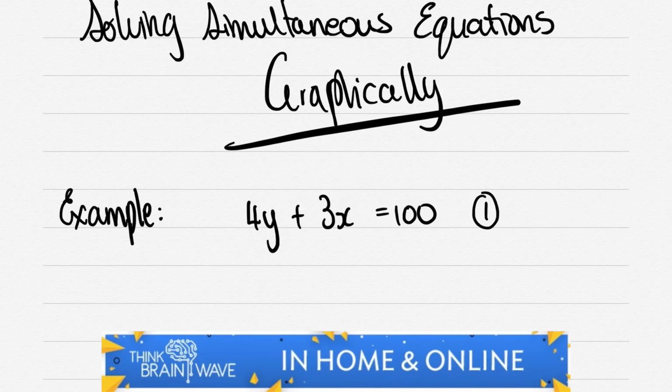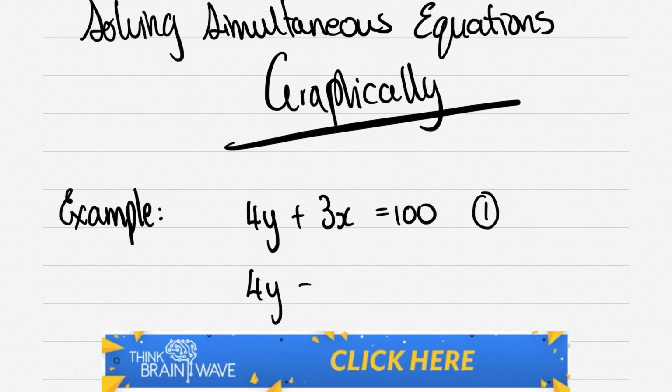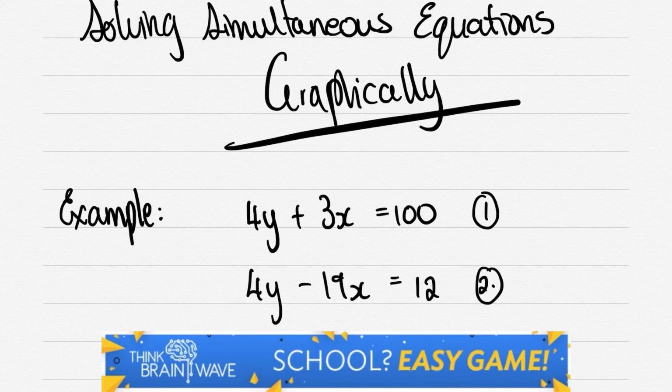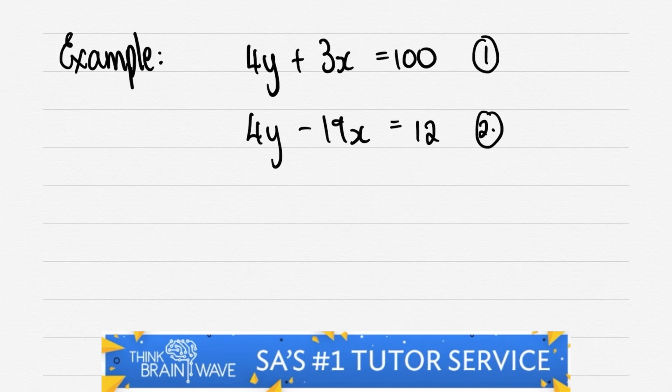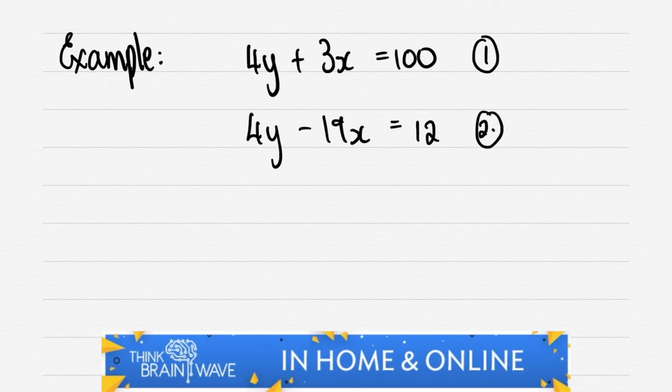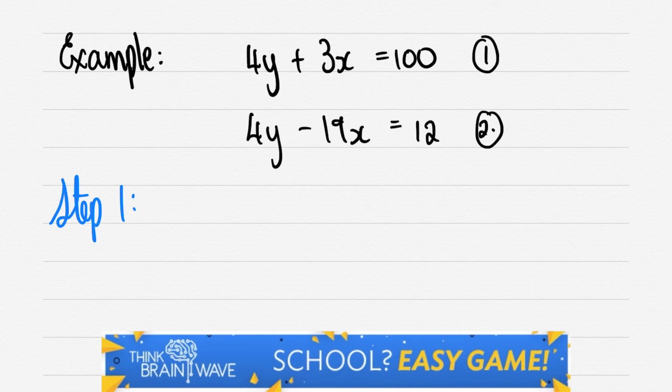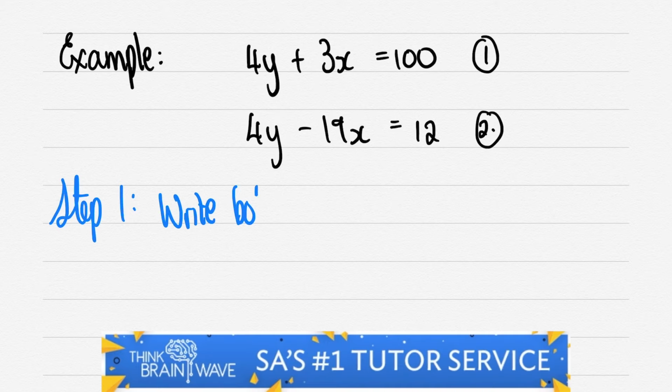Let's look at 4y plus 3x is equal to 100. That's our first equation. Our next equation is 4y minus 19x is equal to 12. Now just remember what I said, graphically is kind of unusual, but at the end of the day, if you look at it, those are both straight lines. They're both equations for straight lines. So what do we do?